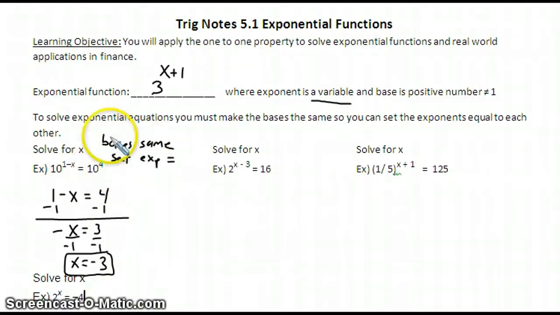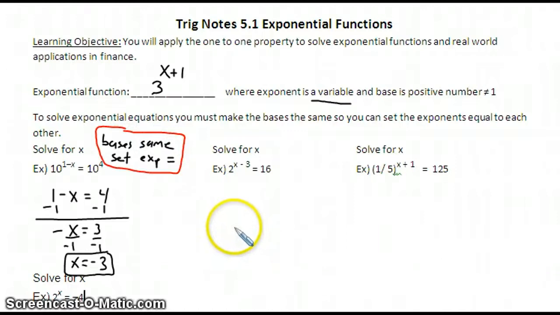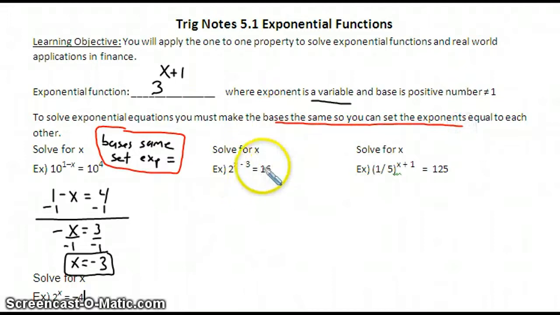So again, when the bases are the same, set the exponents equal to each other. That's the concept that we are going to be working with. Again, that's listed up here as well. Well, what if they're not the same? In this case, the base is a 2, and this base is a 16.